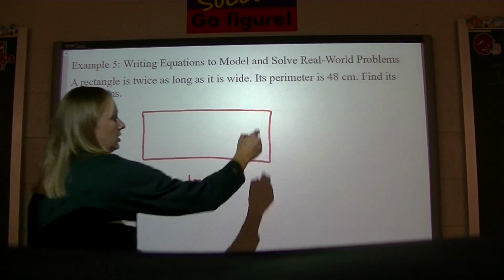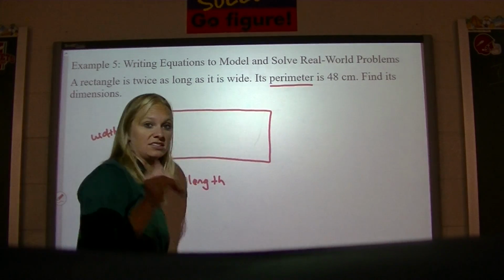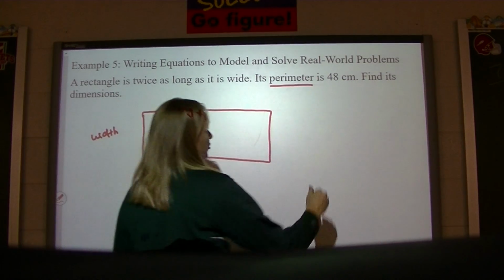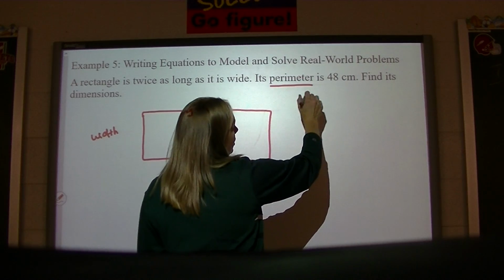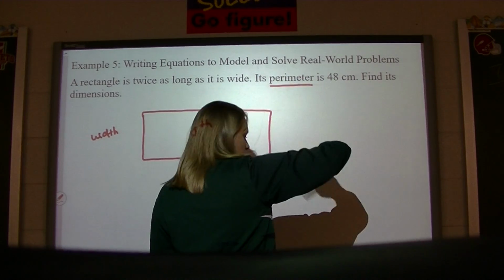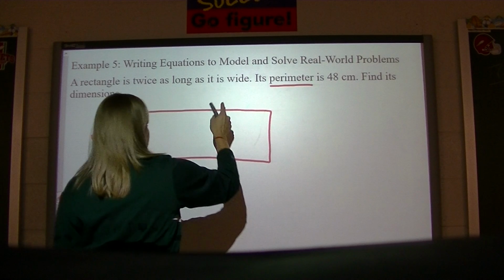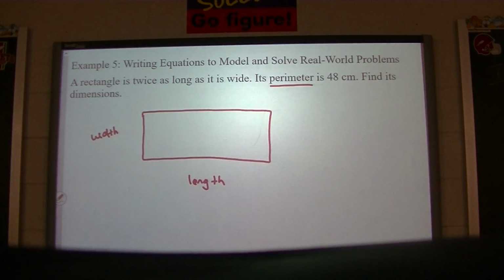In perimeter, we have to know what perimeter means. It's the distance around. We already wrote that definition down, at least we should have. Perimeter is the distance around an object. So basically we would add all 4 sides up to find the perimeter.